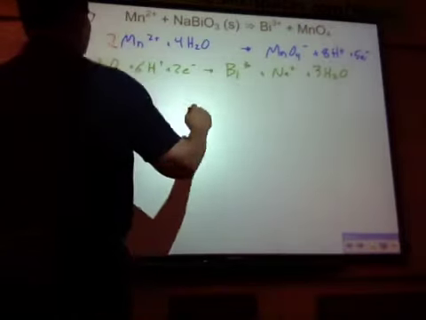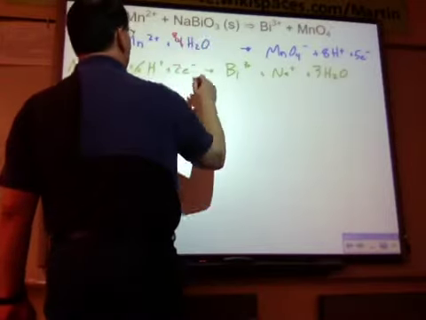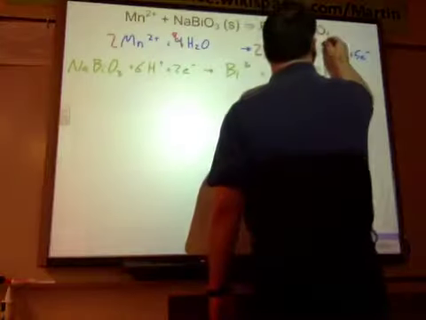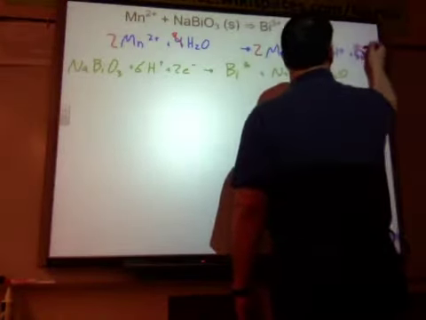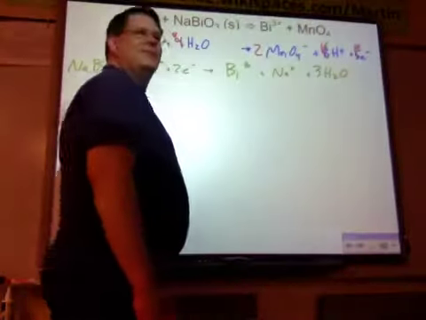So 2 manganese. This becomes 8 water. 2 permanganate. 16. And 10 electrons. Okay?